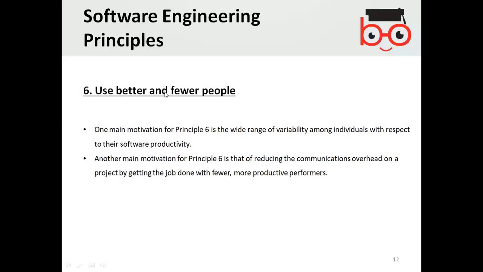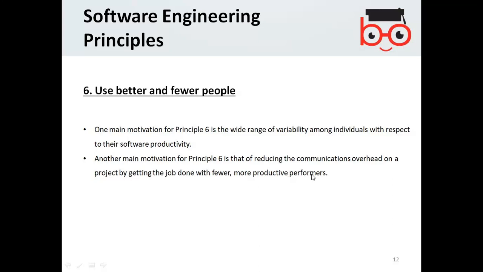Use better and fewer people. One main motivation for Principle 6 in software development is the wide range of variability among individuals with respect to their software productivity. Another main motivation for Principle 6 is reducing the communication overhead on a project by getting the job done with fewer, more productive performers.